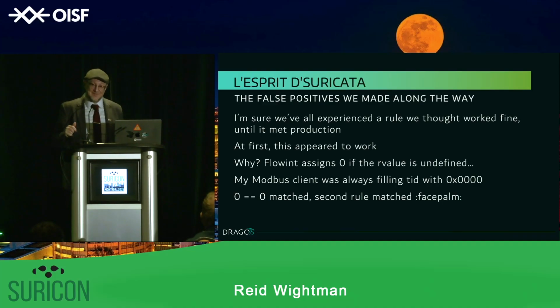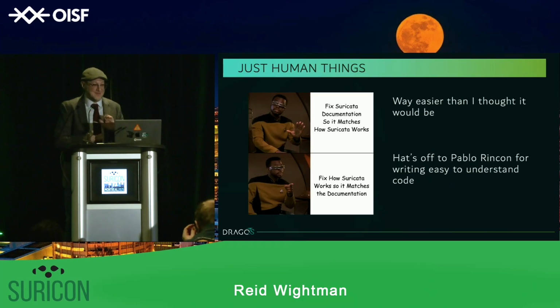And it turns out my Modbus client was always filling the transaction identifier with the value 0, which meant that in my initial test, I see a request, I see the matching response, I see a request, I see the matching response. I thought everything was great. I probably should have looked at the PCAP and figured out what was going on at that point. So that was a little bit of egg on my face. So I was like, all right, what am I going to do?